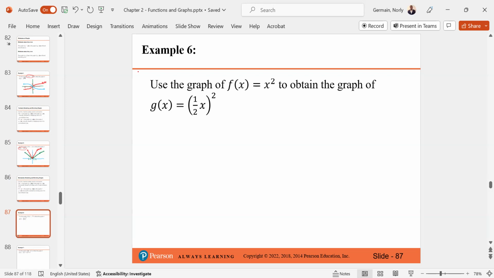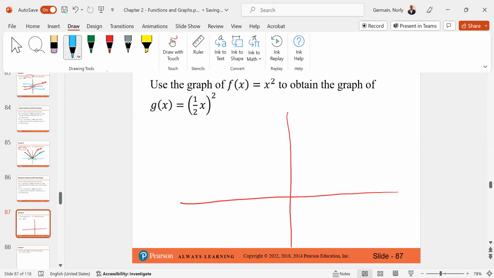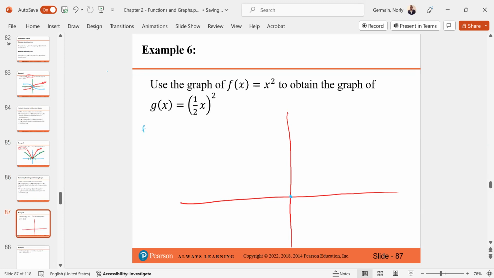So first of all, if you graph f of x, it's a parabola, right? If you have f of x equal x squared, you construct a small table of x and y: x of -2 gives you 4, -1 gives you 1, 0 gives you 0, 1 gives you 1, and 2 gives you 4, right? Because -2 to the power 2 gives you a positive.